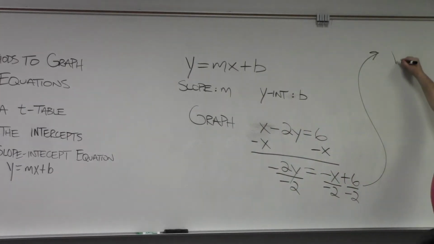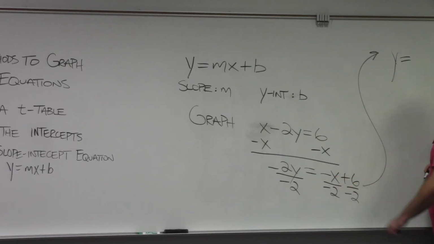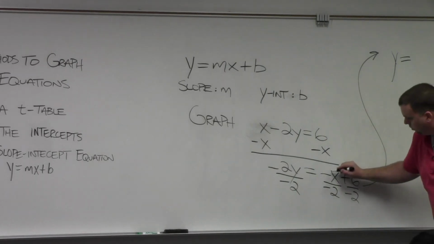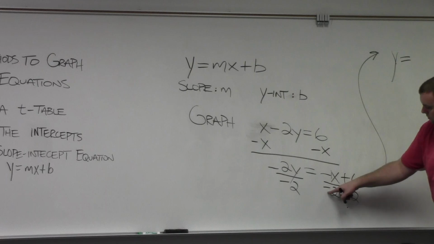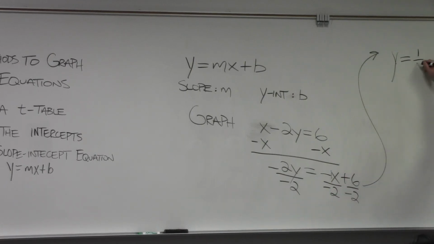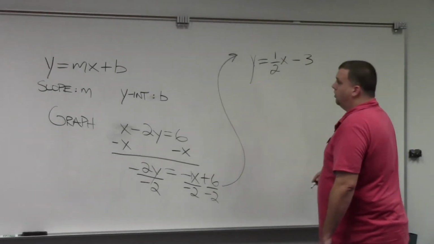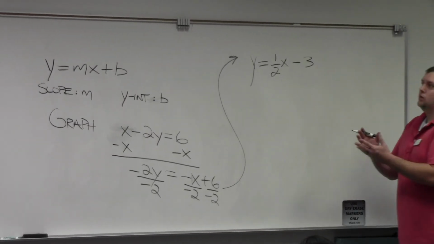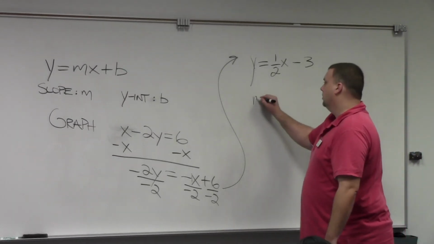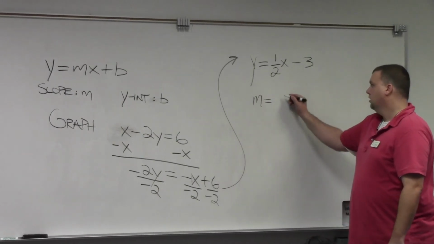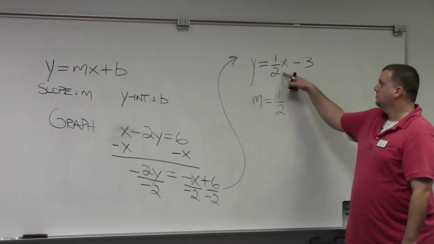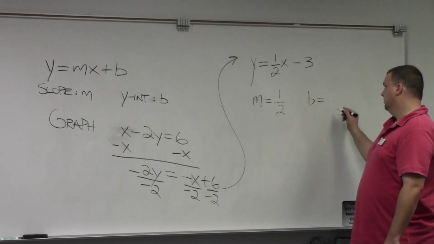So we've got y, that's our goal. Now we have negative x over negative 2. What does that mean? 1/2, because technically that's a negative 1 right there, and a negative divided by a negative is positive, so that's a positive 1/2 x. And 6 divided by negative 2 is negative 3. Once it's in this form, we can get our slope and our y-intercept. What is our slope? 1/2, the number in front of x. What's our y-intercept? Negative 3.